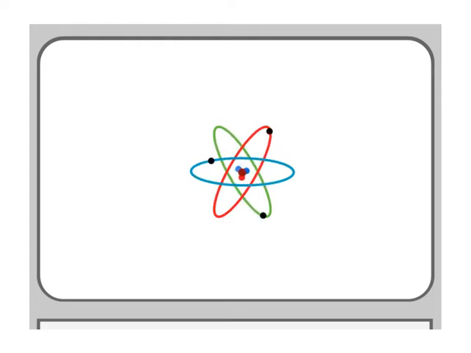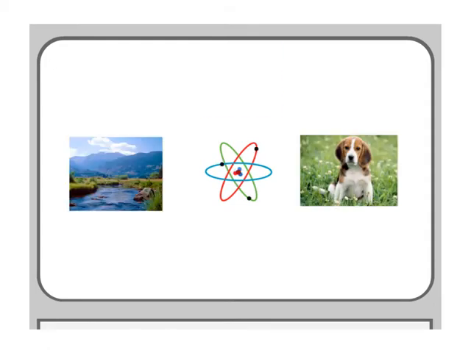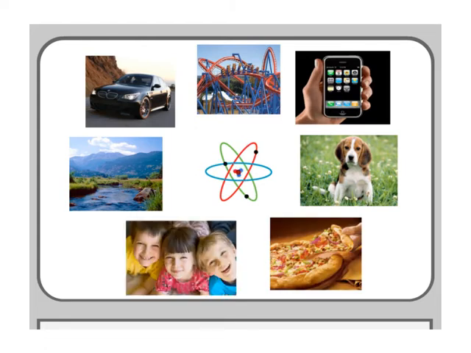All matter is composed of atoms. They are the smallest component of an object or substance. Atoms are everywhere. Everything in the world is made up of atoms. Cars, phones, pizza, and even you. Anything that has matter is made of atoms. That means if it takes up space and has mass, it's made of atoms.